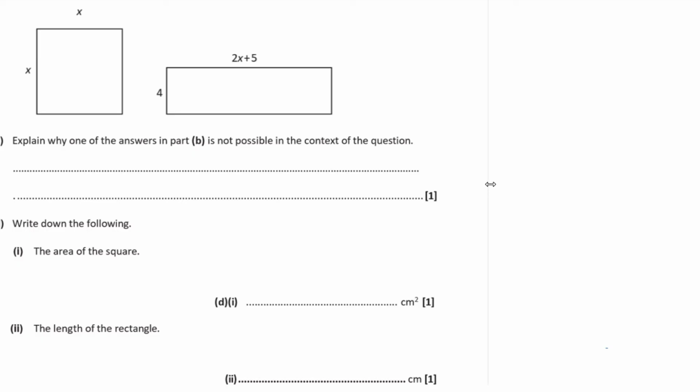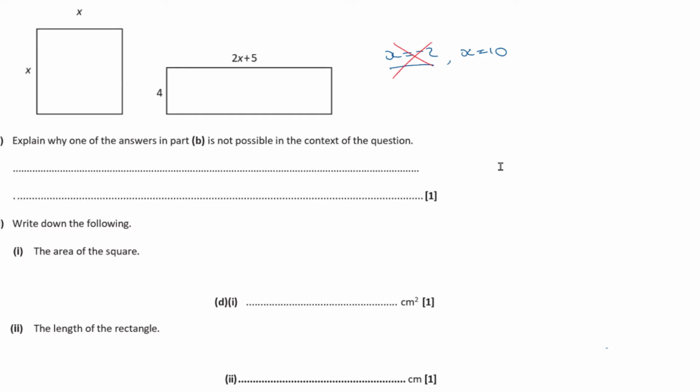Part C says, explain why one of your answers in part B is not possible in the context of the question. Now remember, we got the solutions x is minus 2 and x is equal to 10. One of those solutions is definitely not possible because I can't have a side of a square that is of length minus 2. I can't have a negative length of a square. That doesn't make sense in terms of this question. So minus 2 is a solution to the equation, but it's not a solution to the actual problem because it doesn't work.